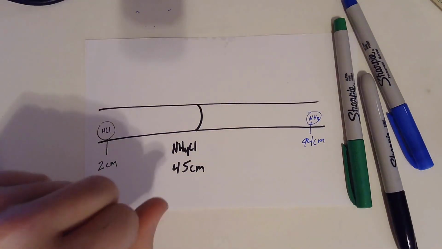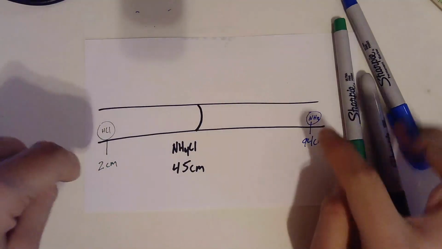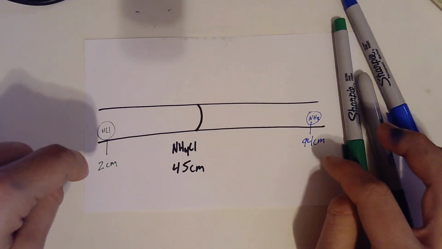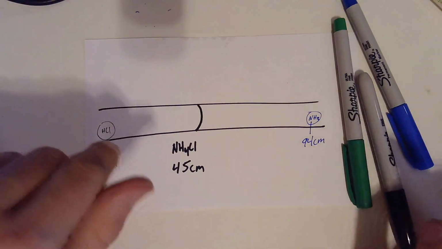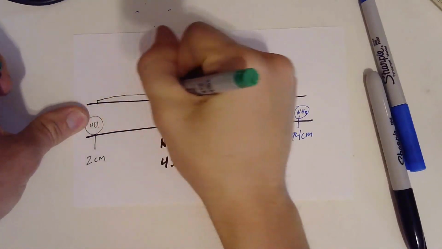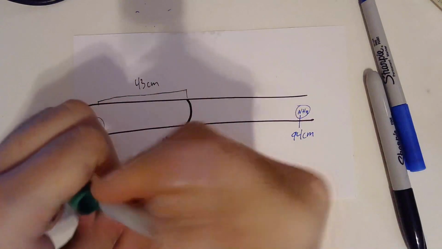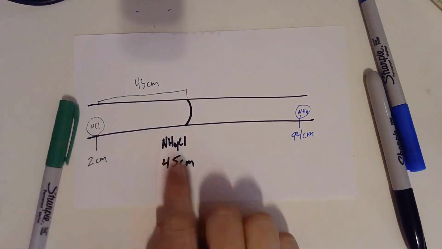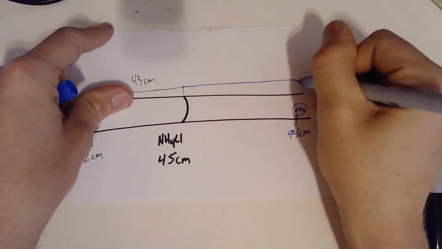So here are my notes from the video. I thought that the HCl was located around 2 centimeters and that the NH3 was located around 94 centimeters. I saw the ring forming at 45 centimeters, which means the distance from here to here was 43 centimeters. And let's see, 45 to 94 would make this 49 centimeters.